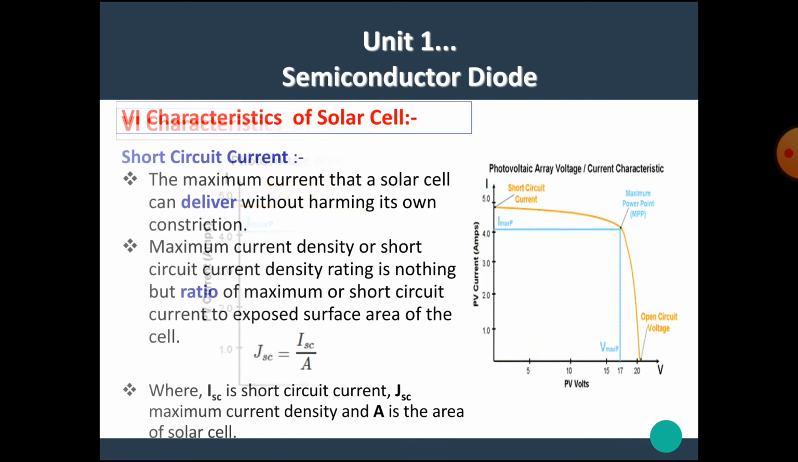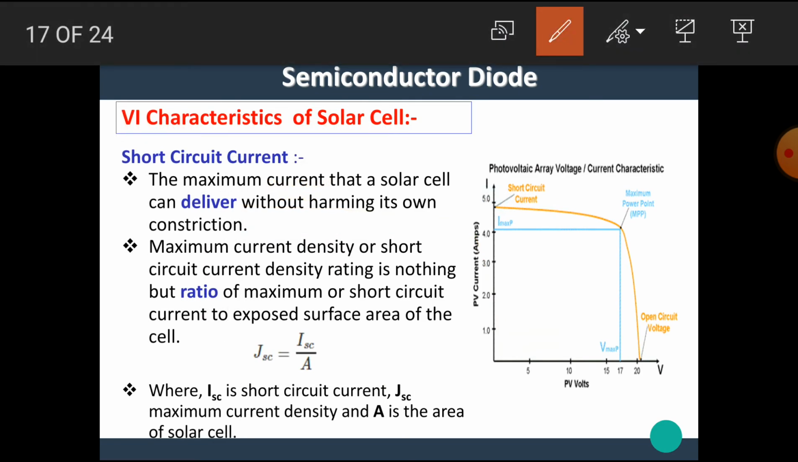Let's see the definition of each term. The first one is short circuit current: the maximum current that a solar cell can deliver without harming its own construction. The maximum current density, or short circuit current density rating, is nothing but the ratio of maximum or short circuit current to the exposed surface area of the cell.